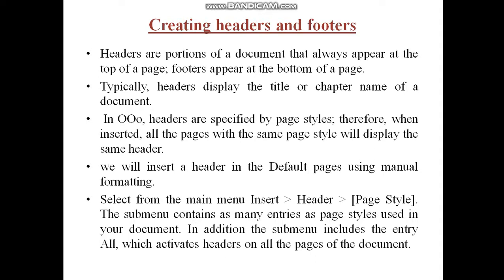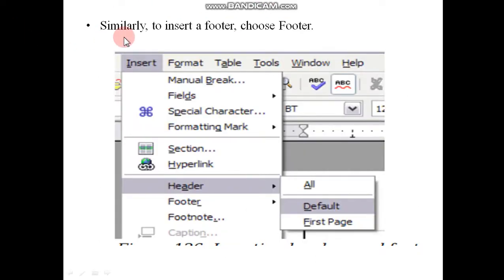Select from the main menu Insert, go to Header, then go to the page style. The submenu contains as many entries as there are page styles used in your document. In addition, the submenu includes the entry All, which activates headers on all the pages of the document. Similarly, to insert a footer, choose Footer, go to Insert, then go to Header. Suppose you want to add a header on all the pages or the whole document, then go to All. Suppose Default, then that page.